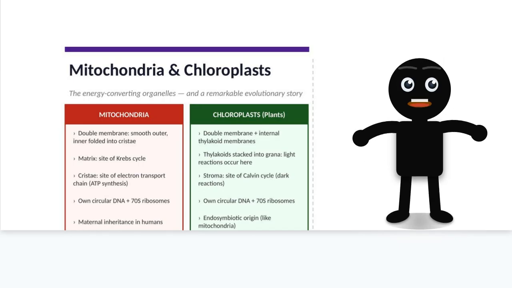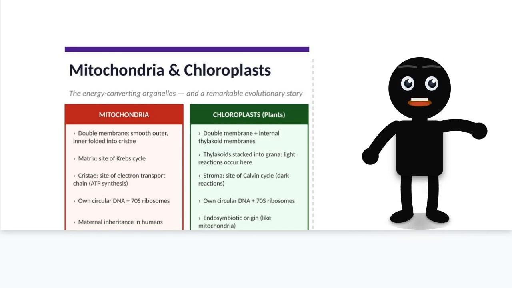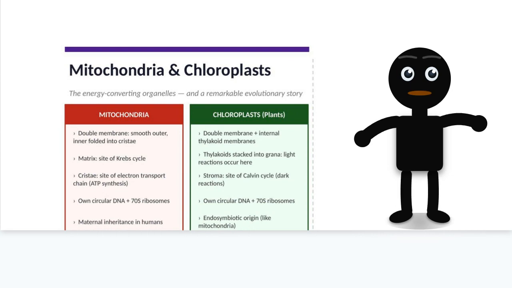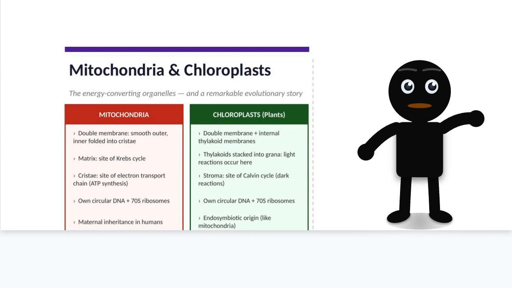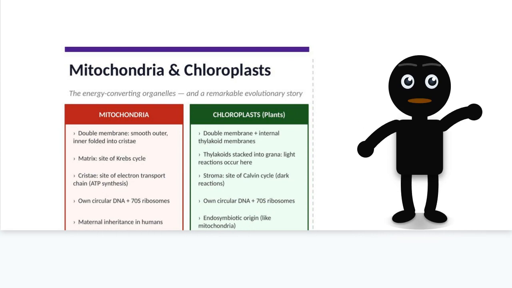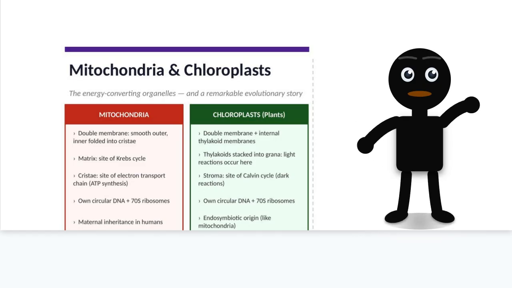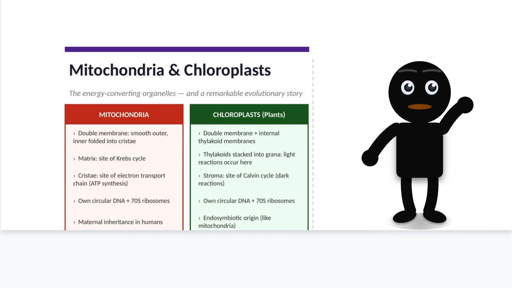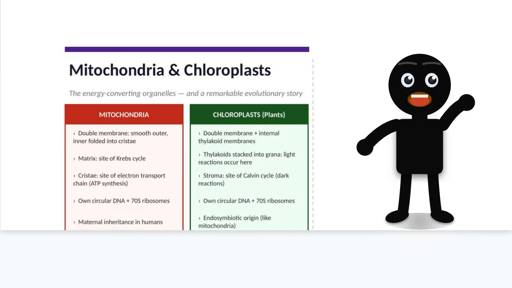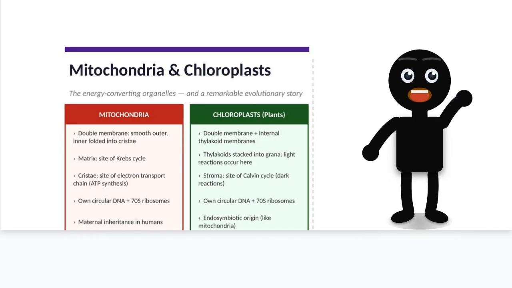Chloroplasts are found only in plant cells and algae. They also have double membranes, their own circular DNA, and 70S ribosomes. Inside, they have thylakoid membranes stacked into structures called grana. This is where light reactions happen. The surrounding fluid, the stroma, is where the Calvin cycle runs.